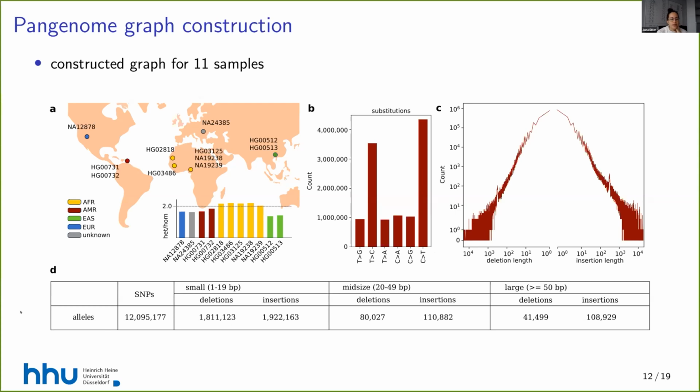This table shows the total number of different variant alleles that we called from these assemblies. We have around 12 million SNPs. Then we have around 4 million insertion and deletion events that are up to 19 base pairs long. We have around 200,000 alleles between 20 and 49 base pairs, and then we have around 150,000 SVs that we called from the assemblies. And these variants are now the basis for the experiments that I will present next.